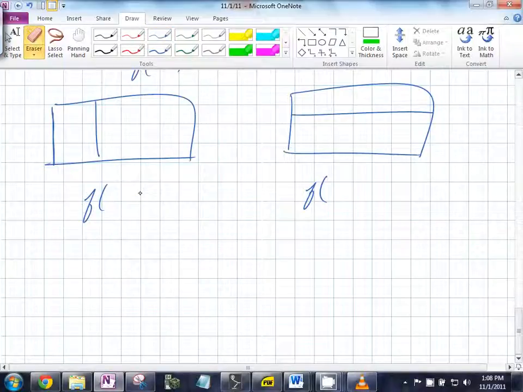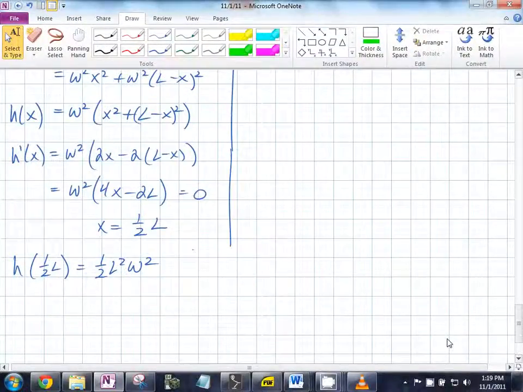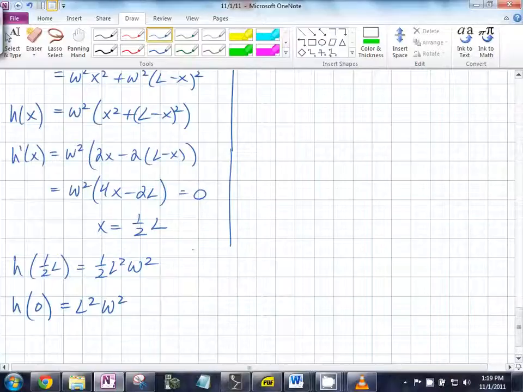And you end up with, in this circumstance, it comes out to a minimum because your extreme values are going to be at the boundary. You try h of 0, you end up with L squared W squared, right? Which is the exact same thing, or h of L. You're absolutely correct. H of L comes out to be L squared W squared. If you do the same thing over here, you end up with L squared W squared as the max. So that's your super complete version of this proof right there.